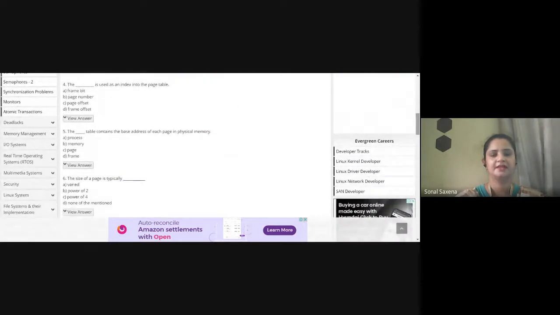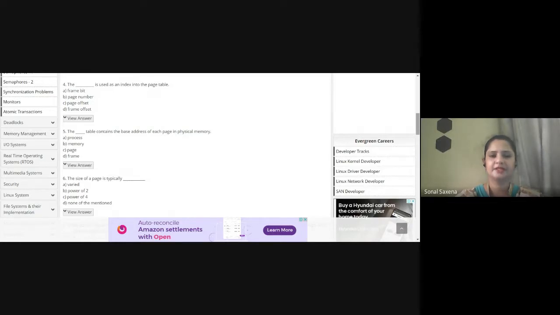Now, these are the next three questions. The dash is used as an index into the page table. The frame bit, the page number, the page offset, and the frame offset, which is used as the index into the page table. So you might be knowing it quickly, you can answer it.